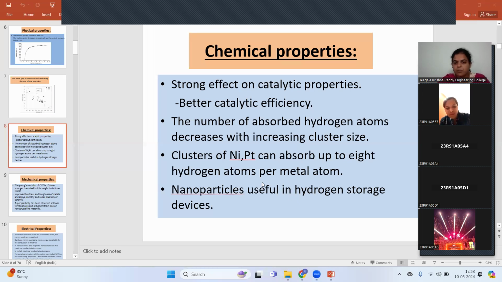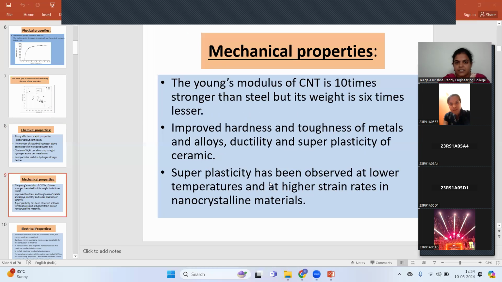These are the chemical properties of nanoparticles. Coming to mechanical properties, the Young's modulus of carbon nanotubes, CNT, is 10 times stronger than steel, but its weight is 6 times lesser.